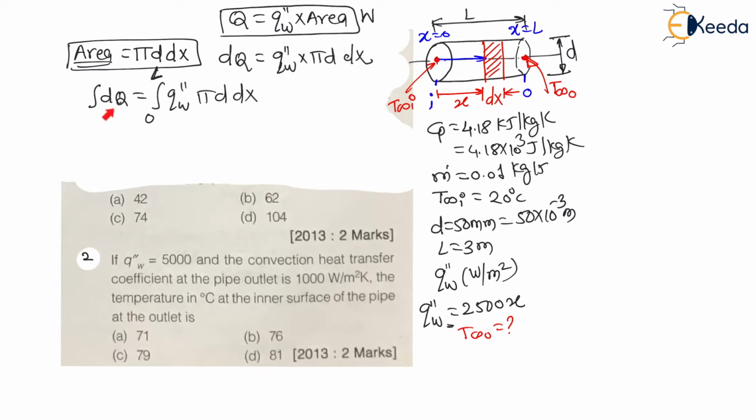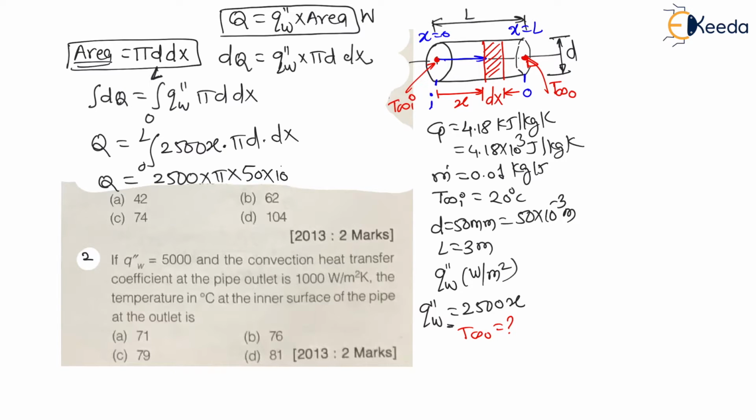Therefore, integration of dq is nothing but the total heat transfer q, equal to integration 0 to L. Let us put the values here. Q double dot, the heat flux, is 2500 x, into pi d dx. Now, my dear students, here pi d and 2500 are constant. Therefore, let us take them outside the integration. Therefore, q is equal to 2500 into pi into diameter. The diameter is given as 50 mm, which is nothing but 50 into 10 to the power minus 3 meter. So let us use meters. 50 into 10 to the power minus 3 into integration 0 to L x dx. Right. This will be the expression.